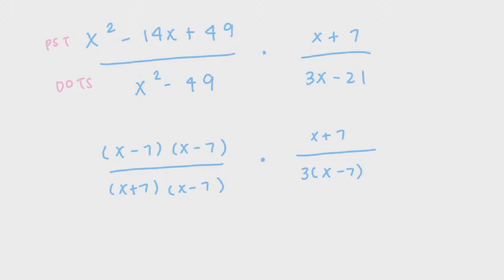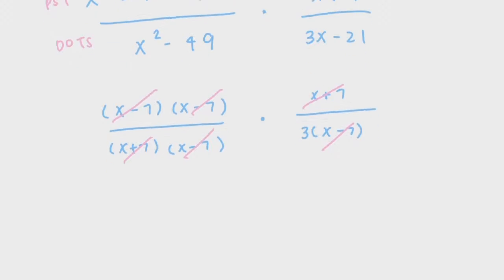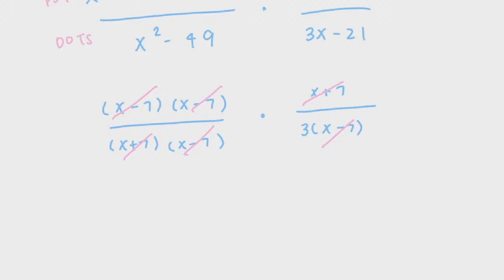Next, we want to see if there's anything in the numerator and denominator that we can cancel out. So there's an x minus 7 that we can cancel out, and another x minus 7, and also x plus 7. So everything except a 3 in the denominator is left, so this is going to be 1 over 3.